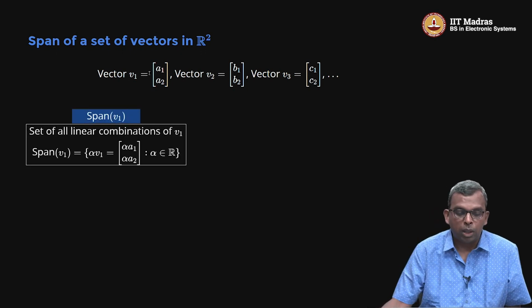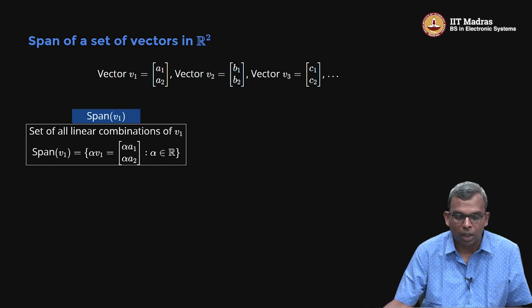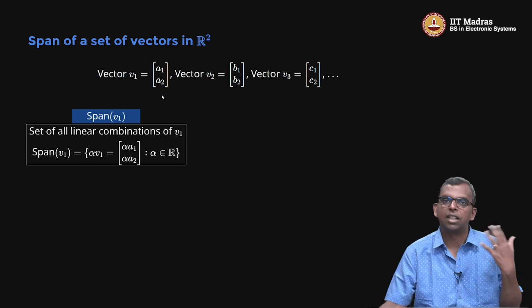If you have only one vector, just take this v1, the span of v1 is basically the set of all linear combinations of v1. If you only have v1, what are all the possible linear combinations you can do? You can only multiply, right? You can multiply v1 with alpha, where alpha is any real number. So the set of all linear combinations of v1, which is defined as the span of v1, is very easy to write down. It is the set of all alpha v1, so (alpha a1, alpha a2) for all alpha in the reals. So all scalings: you take this (a1, a2) and keep scaling it with different numbers, and you get the span.